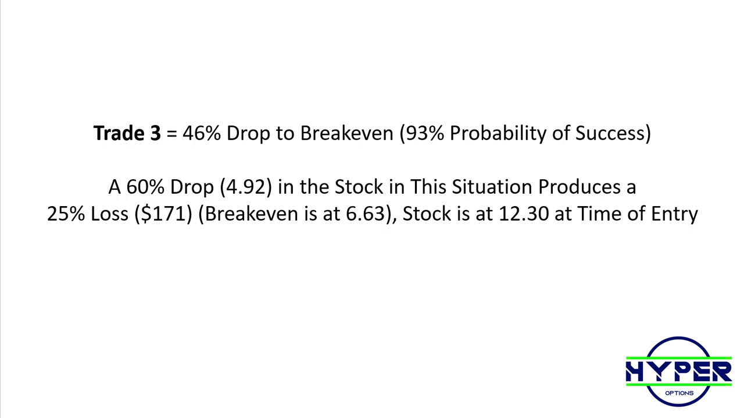If the particular stock that I'm in drops 60% from where it was when I got into the option, then the stock is going to be trading at around 492. And the situation produces a 25% loss on the risk. Now remember, the risk was $663 if the stock goes to zero. Well, the stock didn't go to zero, it dropped 60%, and it's now trading at 492. If it does at 492, I'd be losing $171. And $171 divided by 663 comes to 25% loss.